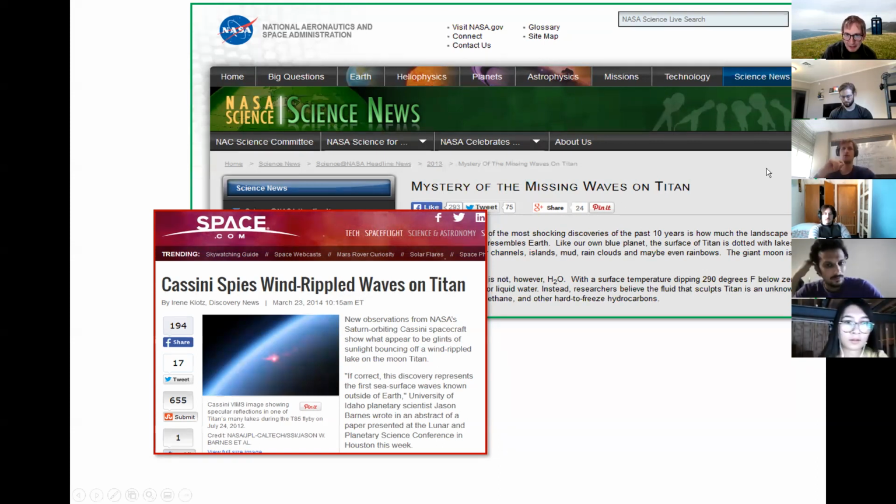And so there was the big mystery. And just in case you lost sleep over it, don't worry, because about 6 months after this headline came out, here was the final answer. Cassini, a wonderful satellite mission, which is my favorite satellite of all time, Cassini spies the wind-rippled waves on Titan. So you can sleep at night, mystery solved.